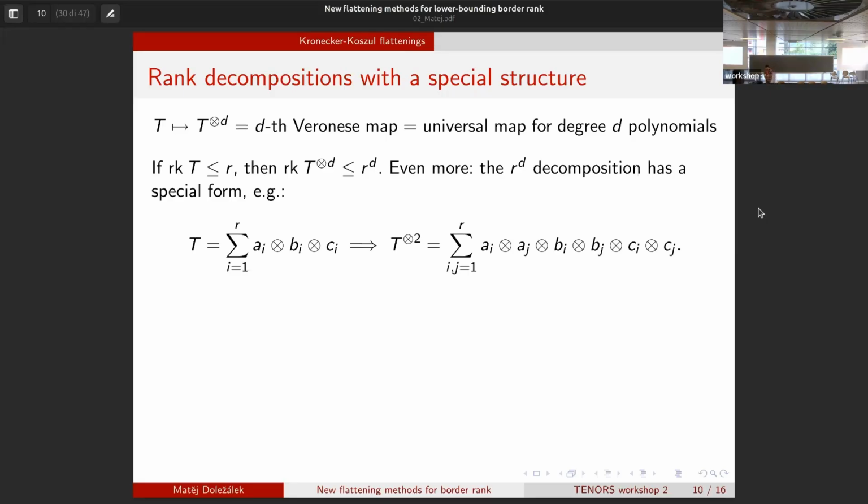Here, if I take a tensor power, I have a... Sorry, is there a problem? Keep going. Okay. Okay, I'll keep going then.